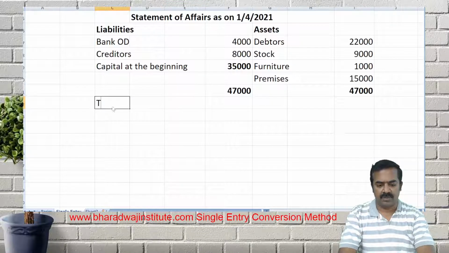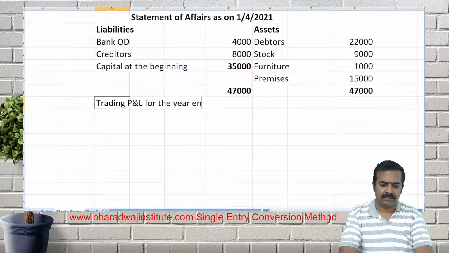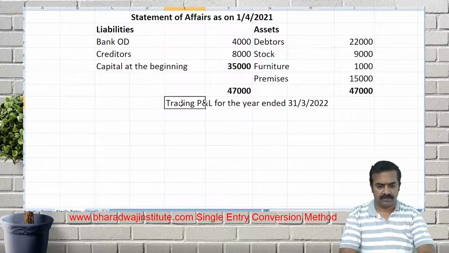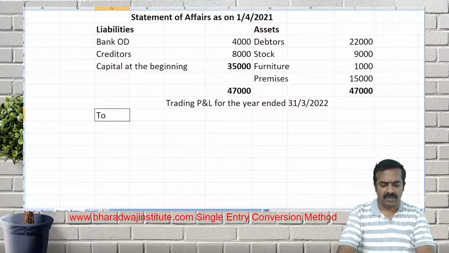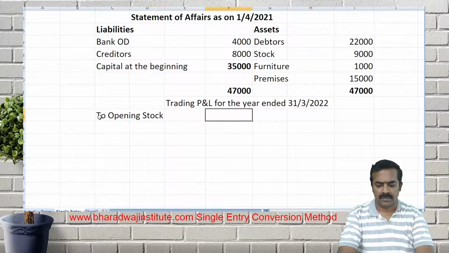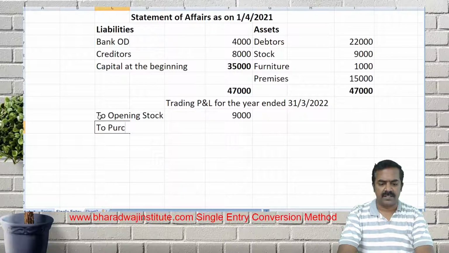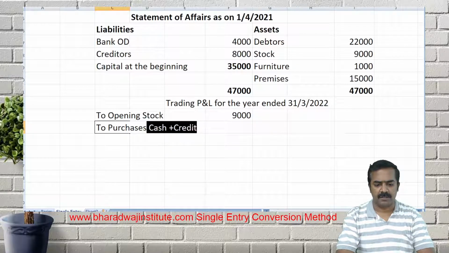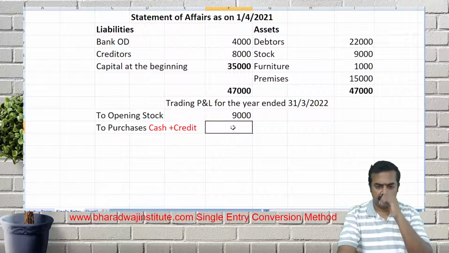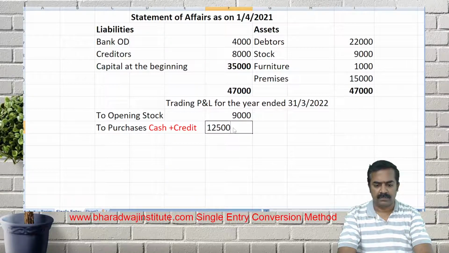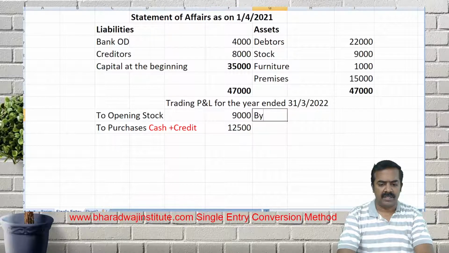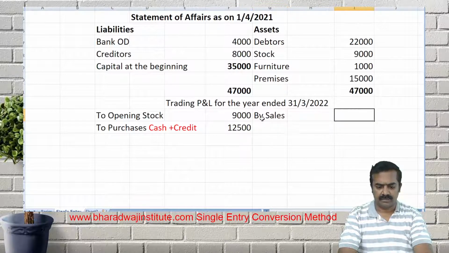Next we can prepare which account? Trading and Profit and Loss account for the year ended 31st March 2022. Tell me the values. Opening stock 9,000. To purchases 12,500, cash purchases plus credit purchases. Add both, how much is it? 12,500. By sales 48,000. Closing stock 10,200.